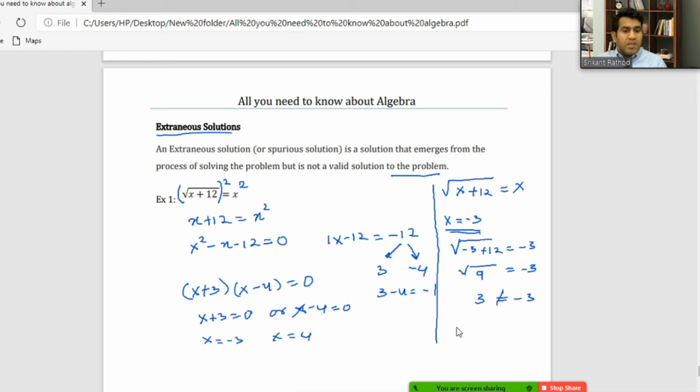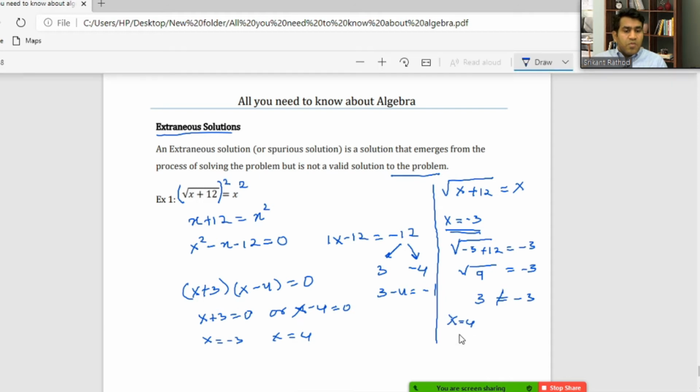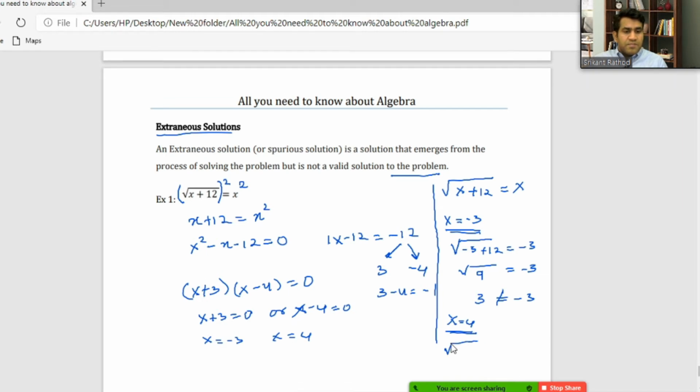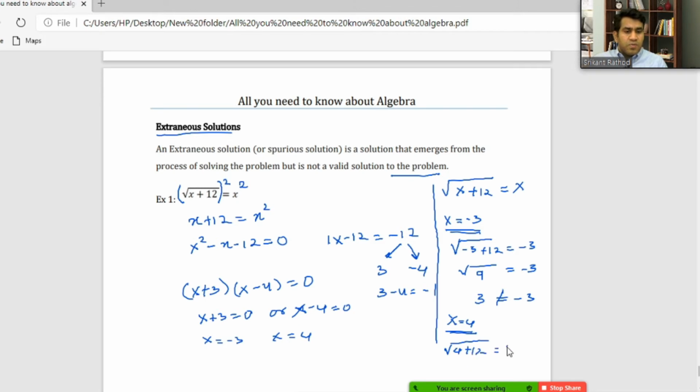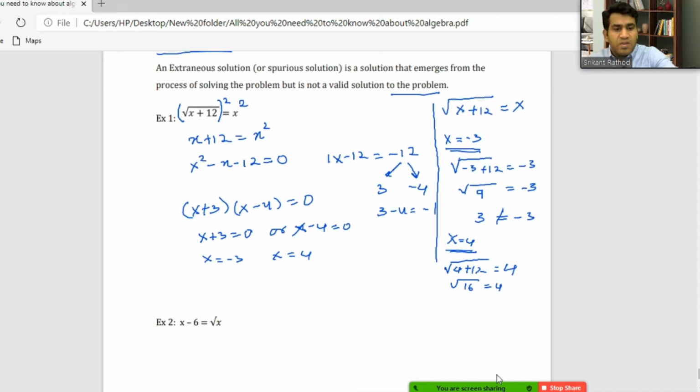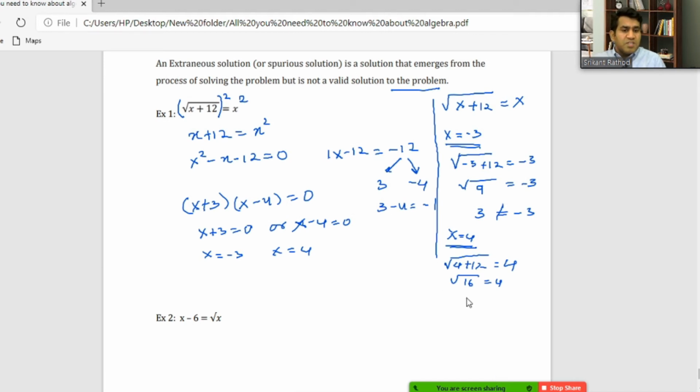So what is the other value? The other value of x here is x equals 4. When you take x equals 4 and substitute it in the original expression, what happens? The square root of 4 plus 12 equals 4. The square root of 16 equals 4. Yes, we are getting that here. The square root of 16 is 4, and that equals 4. So this is the true solution. As I told you, for the square root you have to take only the positive values.